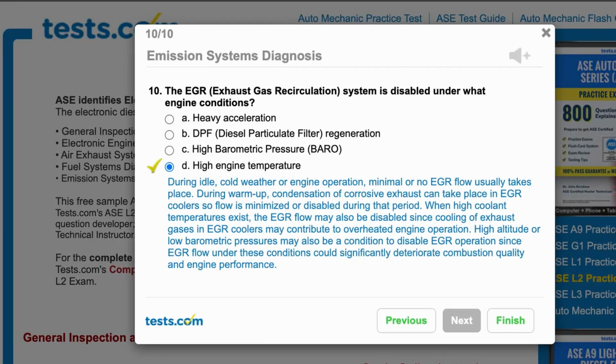D. High engine temperature. During idle, cold weather, or engine warm-up, minimal or no EGR flow usually takes place. During warm-up, condensation of corrosive exhaust can take place in EGR coolers, so flow is minimized or disabled during that period. When high coolant temperatures exist, the EGR flow may also be disabled since cooling of exhaust gases in EGR coolers may contribute to overheated engine operation. High altitude or low barometric pressures may also be a condition to disable EGR operation, since EGR flow under these conditions could significantly deteriorate combustion quality and engine performance.